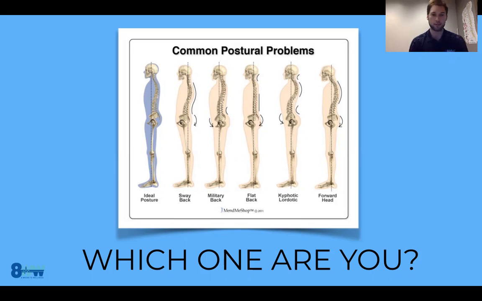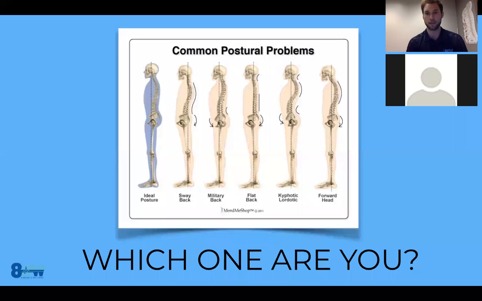So you can see sway back posture. Basically your hips are forward, military back, so a completely straight back, not a lot of curves within the spine. Flat back, same kind of deal. And then we have the kyphotic lordosis, so excessive curves within the low back, mid back, and neck. That's going to create a lot of brain fog issues and a lot of muscle imbalances. And then you have the most common, the forward head posture. This is probably what I'll see in 75% of patients that come in. And there's a lot of really good practical things we can do to help correct that.